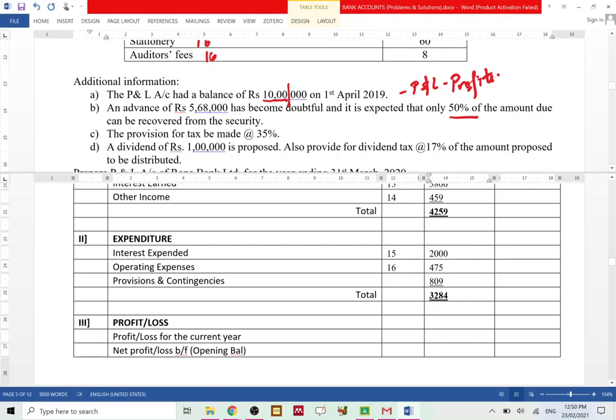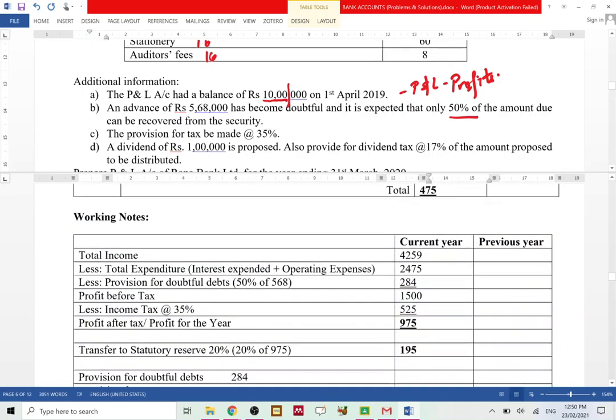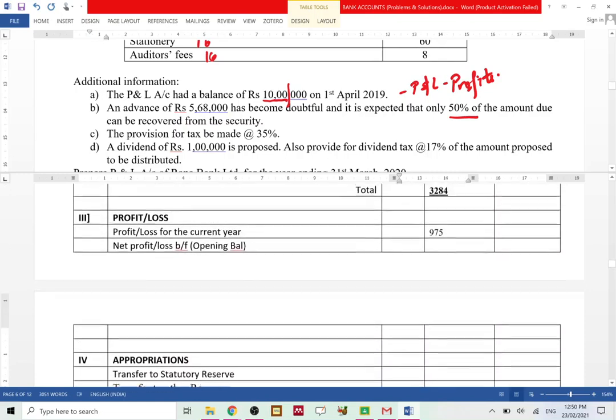Okay. Now calculate profit or loss for the current year. How do we do that? This 4259 minus 3284. It should give you 975. Okay. Let's cross check if it is the same that we get here. Yes, profit after tax or profit for the year is 975. So these two items should match. What you get by minusing income and expenses in the P&L is the same as what you're getting in the working note. It has to be same because we've accounted for all these doubtful debts and other provisions.